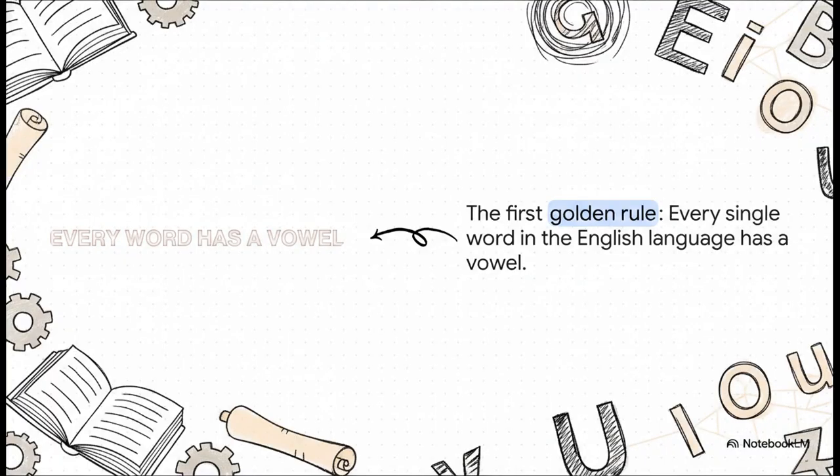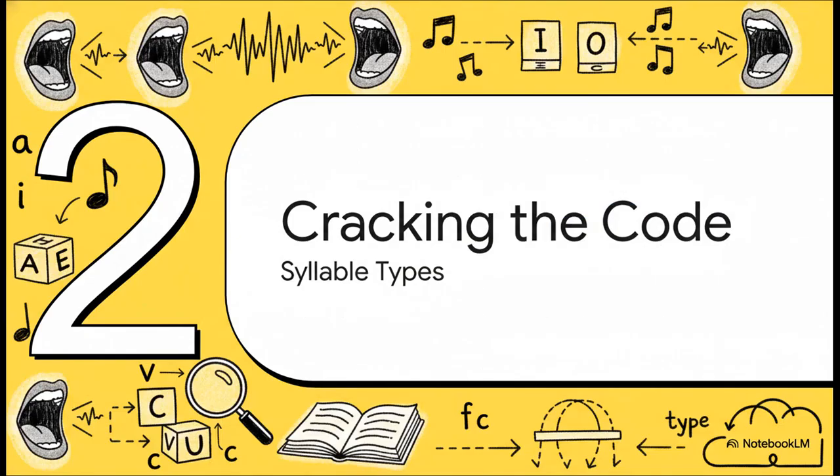And here it is, the first golden rule of the code, our foundational principle. Every single word in the English language has to have a vowel. No exceptions. That's our anchor. Okay, but just knowing a word has a vowel isn't enough, is it? The real secret, the next level of the code, lies in the syllable. See, the type of syllable a vowel finds itself in is what determines its sound.